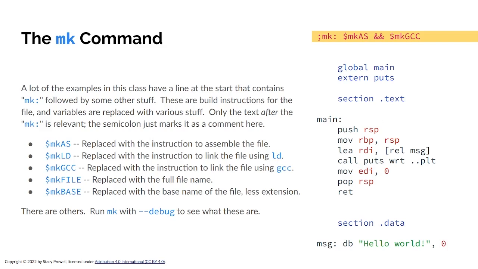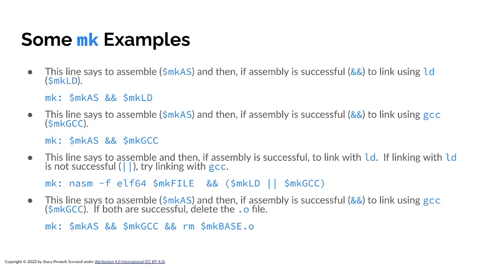If you're curious about all this, you can run make with --debug and this file name, and it won't do anything, but it will show you what all the variables are set to and the command that it's going to execute. Here are some other examples. This is probably the most common: make a symbol and link.